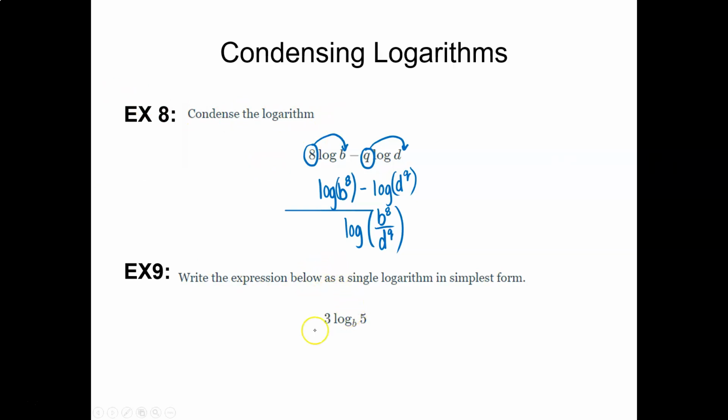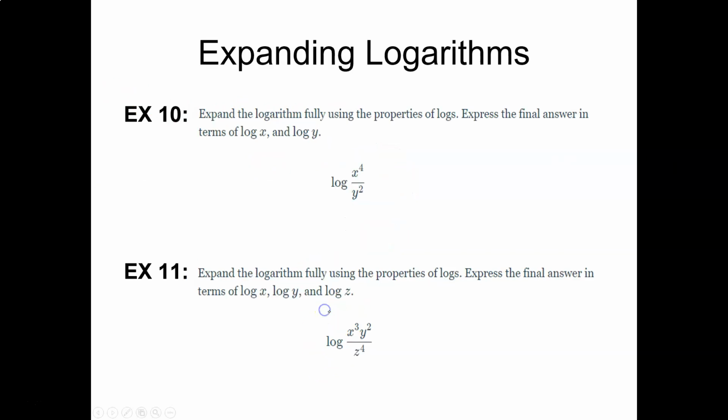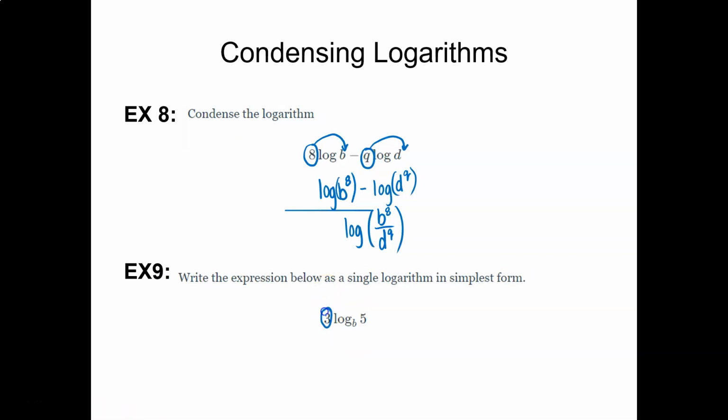So for number 9, we've got a number out front again. We got that number out front again. It's got to go in as an exponent. So that's going to be log base b of 5 to the 3rd power. And I believe in Delta Math it doesn't let you leave it like that. You would need to do log base b of 5 to the 3rd power, which is going to be 125, and you would type it in like this.